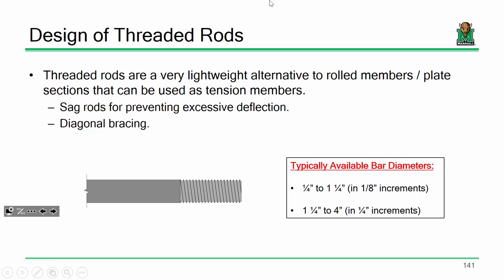First off, let's talk about their availability. When you spec out a threaded rod, you're specing it out based on available round bar diameters. Just to give you a quick rule of thumb, typically you're going to go anywhere from a quarter inch to an inch and a quarter in eighth of an inch increments. So anything like quarter inch, 3/8, half, 5/8, 3/4, anything in an eighth of an inch up until about an inch and a quarter. Then once you get past inch and a quarter, it tends to go up in quarter inch increments.